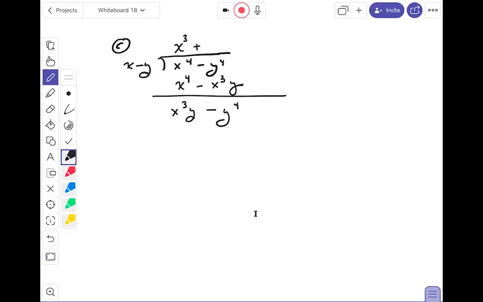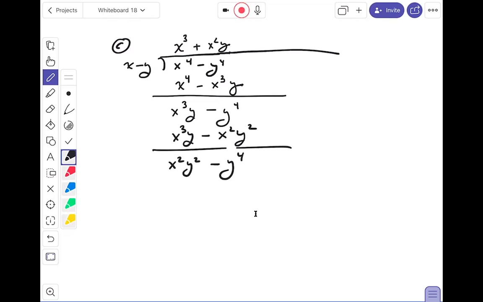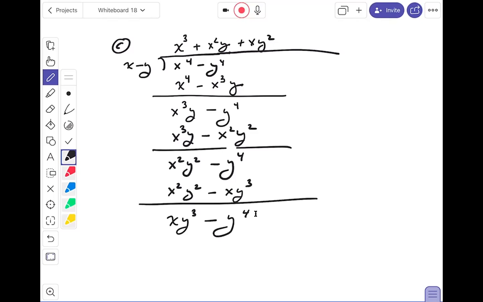And what do I get? Plus x squared y. What does this give me? X cubed y minus x squared y squared. I'm going to subtract. I'm going to keep going. And I'm going to say what gives me that is plus xy squared. That would give me x squared y squared, minus x y cubed. What does that give me? X y cubed minus y4. And then I'm going to do it again. Keep going. I get plus, I guess I need y cubed there, right? And what do you get over there? X y cubed minus y4. Subtract to get 0. So I got some interesting patterns over here.